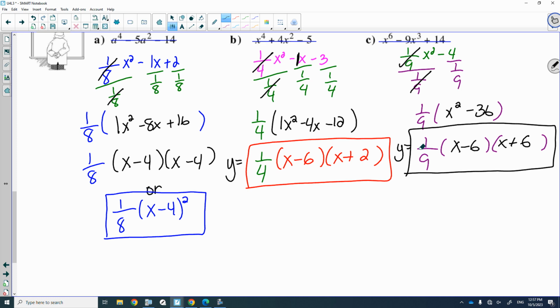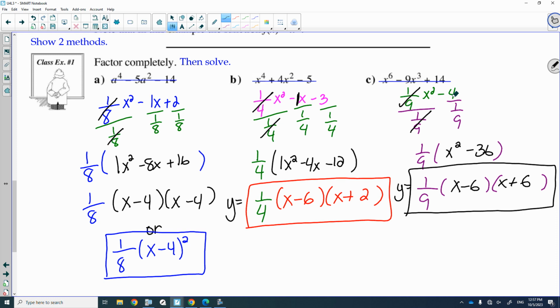But where this is going to go is eventually this is going to be a quadratic. It's going to have an a value of a fraction that's positive, so it's going to open up. It's going to be a wide graph. It's going to have 2 x-intercepts. This x-intercept is at 6, and this x-intercept is at -6. It's going to have a y-intercept of -4 on the graph.